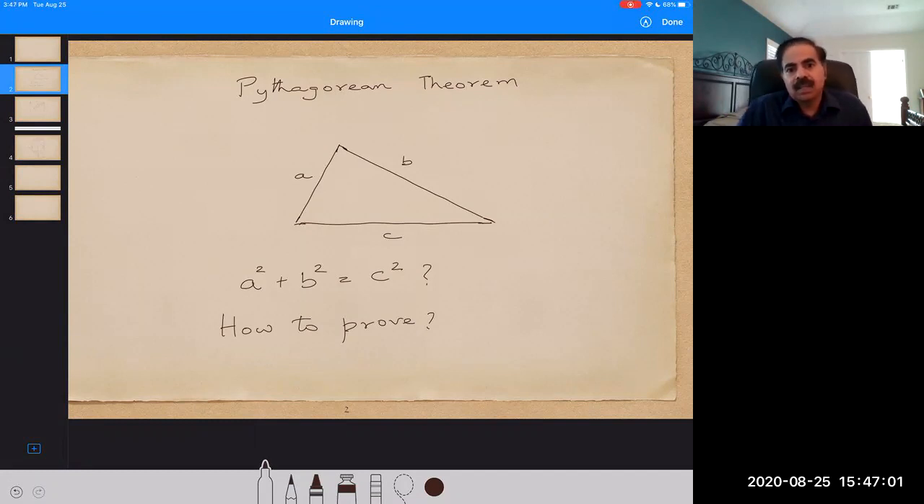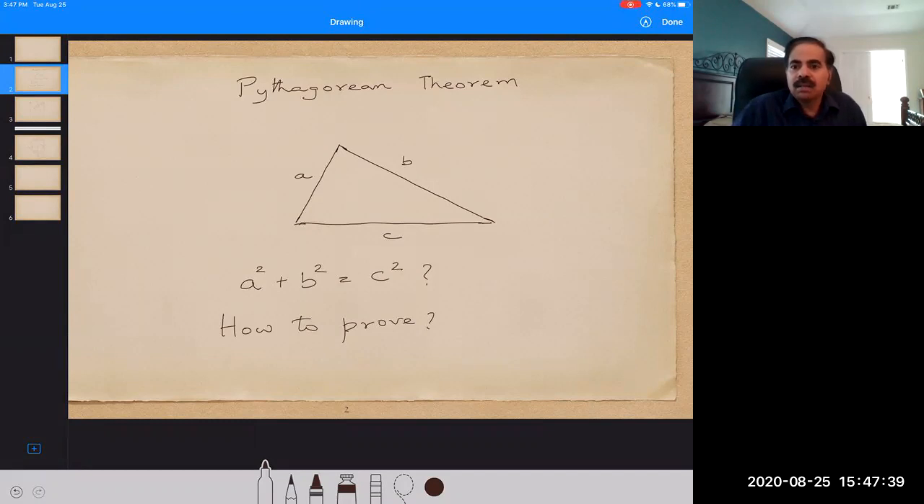So let's start with the Pythagorean theorem, which most of you have seen for a long time. You have a right-angled triangle, and the hypotenuse has length C, and the two other sides have lengths A and B. For the purpose of this, we are going to say A is less than B is less than C. This kind of helps in the proof. So the theorem says A squared plus B squared equals C squared.